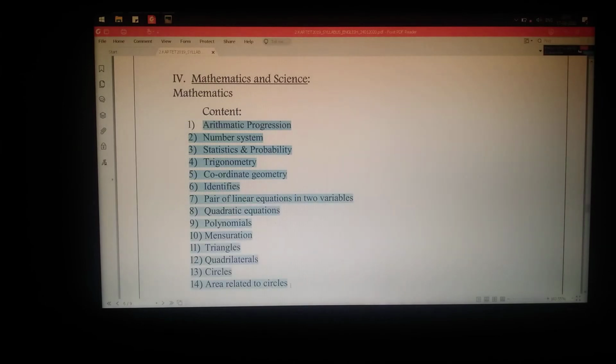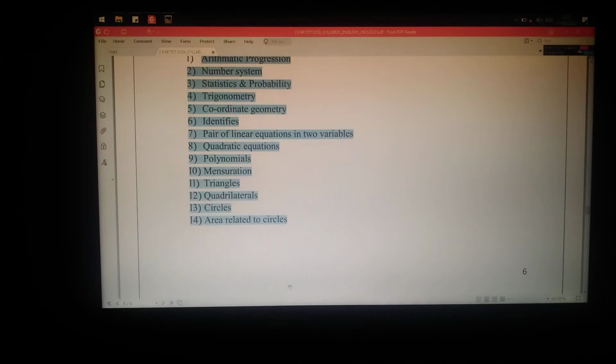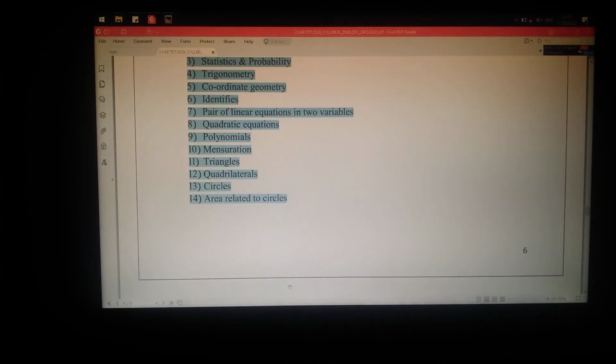First, you have to cover arithmetic progression in the SLC textbook. You have studied number system, statistics, probability, trigonometry in SLC and first year PUC concepts. Here you have to cover pair of linear equations, quadratic equations; you have to refer to the 8th, 9th, 10th textbooks. Then triangles, quadrilaterals, circles, areas related to circles.